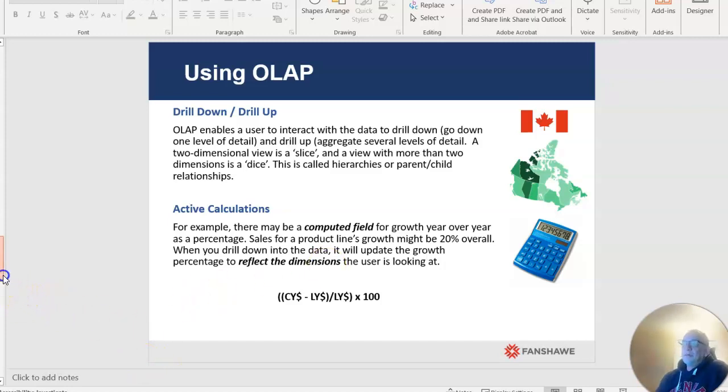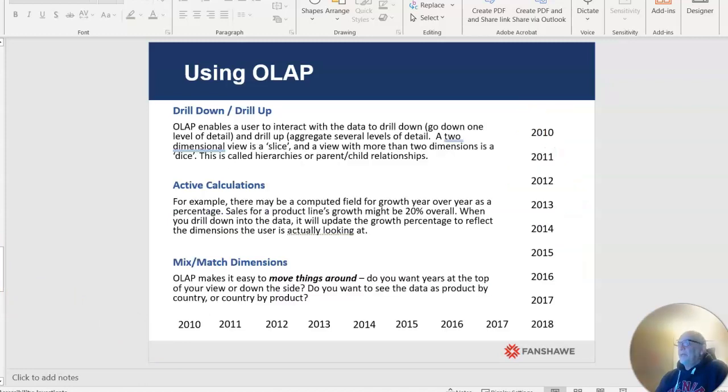So, OLAP also allows us to mix and match dimensions. It is easy to move around in OLAP. Like, you can transpose annual data from having it be in a row to a column. Okay? Things of that nature.